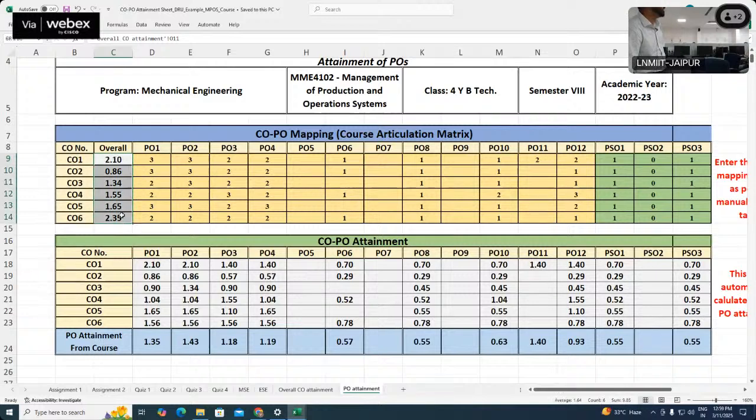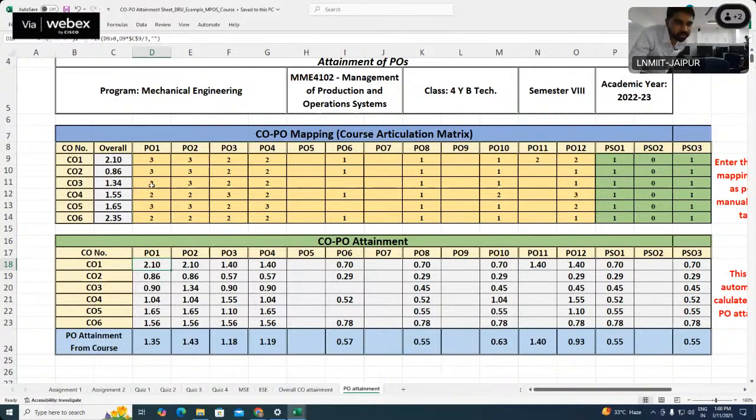This will come automatically here. And then to get COPO attainment, again some equations are used here. If you see multiplication, simply this overall attainment into this value divided by... so just a minute. This overall is coming down. It should have been less than 1.